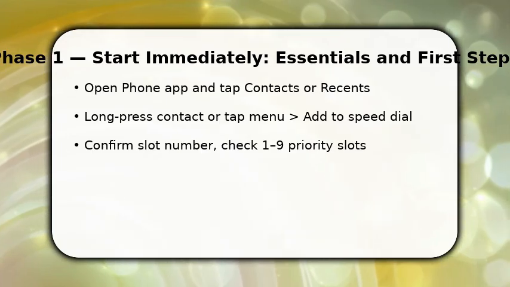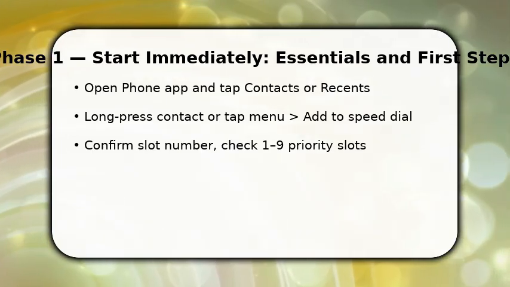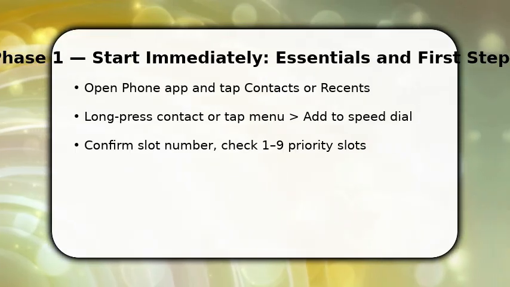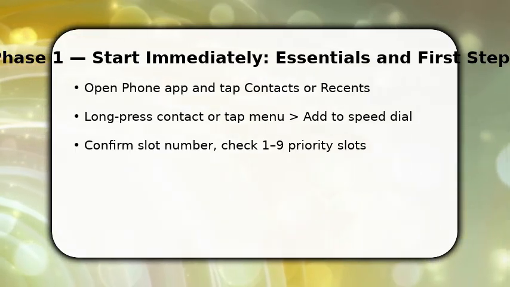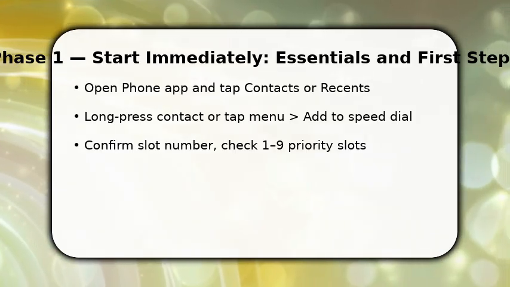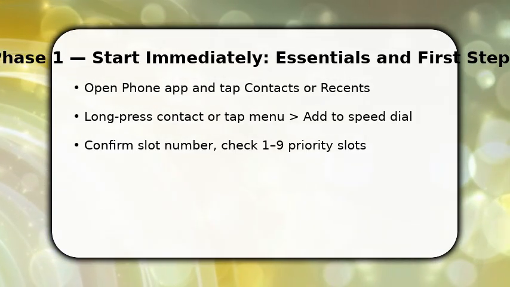You begin by opening the phone app. This is where speed dial lives. Once there, go to Contacts or Recents and find the person you want. Long press their entry or tap the three-dot menu and choose Add to Speed Dial. This assigns them to a numeric slot.